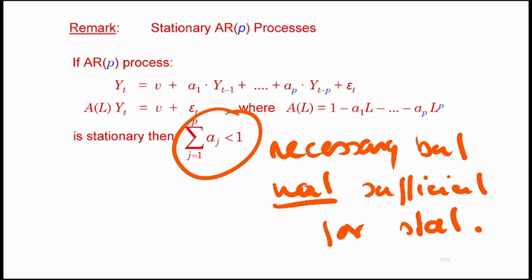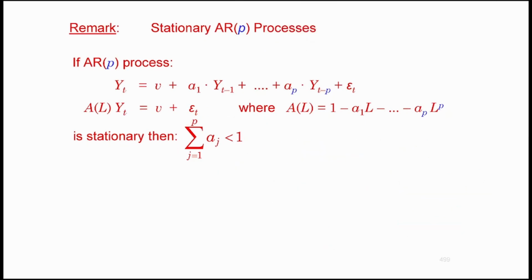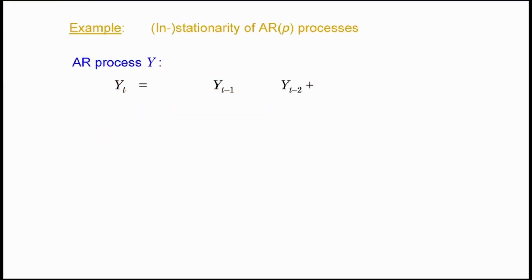Or maybe you're lucky, guys. If you're not sure, you can check. Sometimes maybe you are. So the implication is: if the sum of these coefficients is greater than or equal to 1, then the process cannot be stationary.